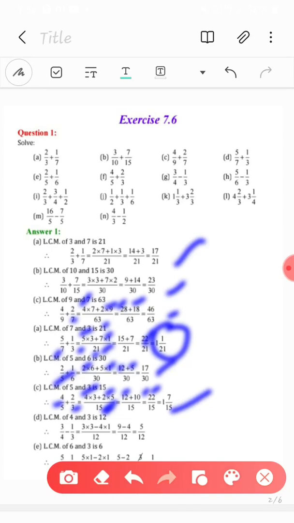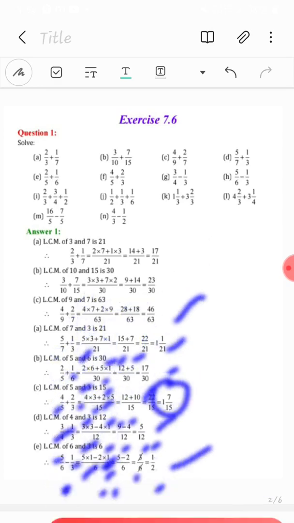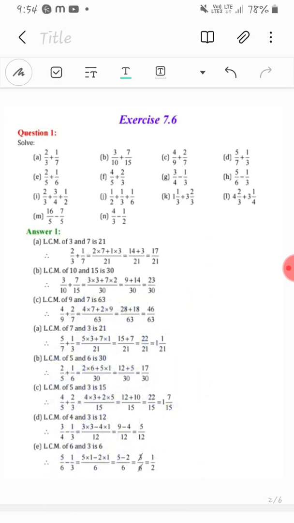Then 3 by 4 minus 1 by 3. Here the LCM of 4 and 3 we are getting 12. So 12 divided by 4 is 3. So 3 into 3. 12 divided by 3 is 4. So 4 into 1. Since a subtraction sign is there in between, we are putting the minus sign. So 3 into 3, 9. And 4 into 1, 4. So 9 minus 4, we are getting 5. So 5 by 12.